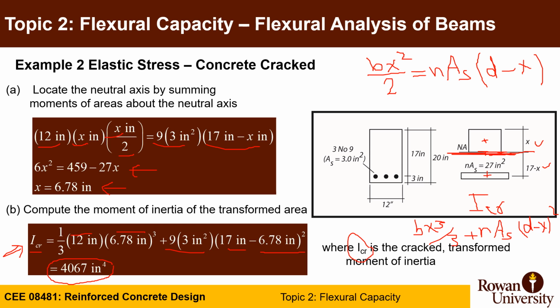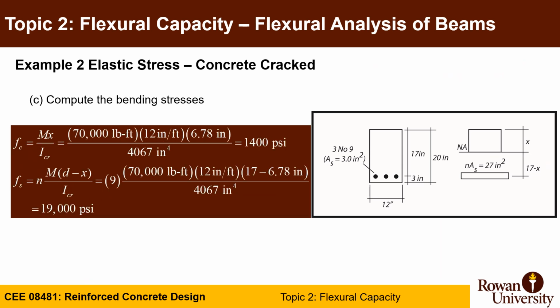Now we have I crack, and you now have the x and distances. Now you can calculate the stresses. The first one will be the same equation, My over I, the general stress equation. In this case, the moment is given as 70 kip-foot. y is in this case either x if you calculate the compression stresses, or 17 minus x if you are calculating the tensile stresses, and I will be I crack.